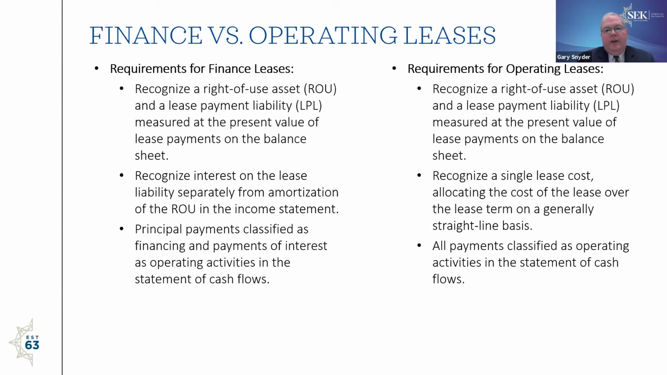On the right side, then the operating leases, that cost is recognized as a single lease cost, allocating the cost of the lease over the lease term on a straight line basis. So there's one cost that's going to go through the income statement related to operating leases. And then all of those payments are classified as operating activities in the statement of cash flows, which is similar to what we have now.